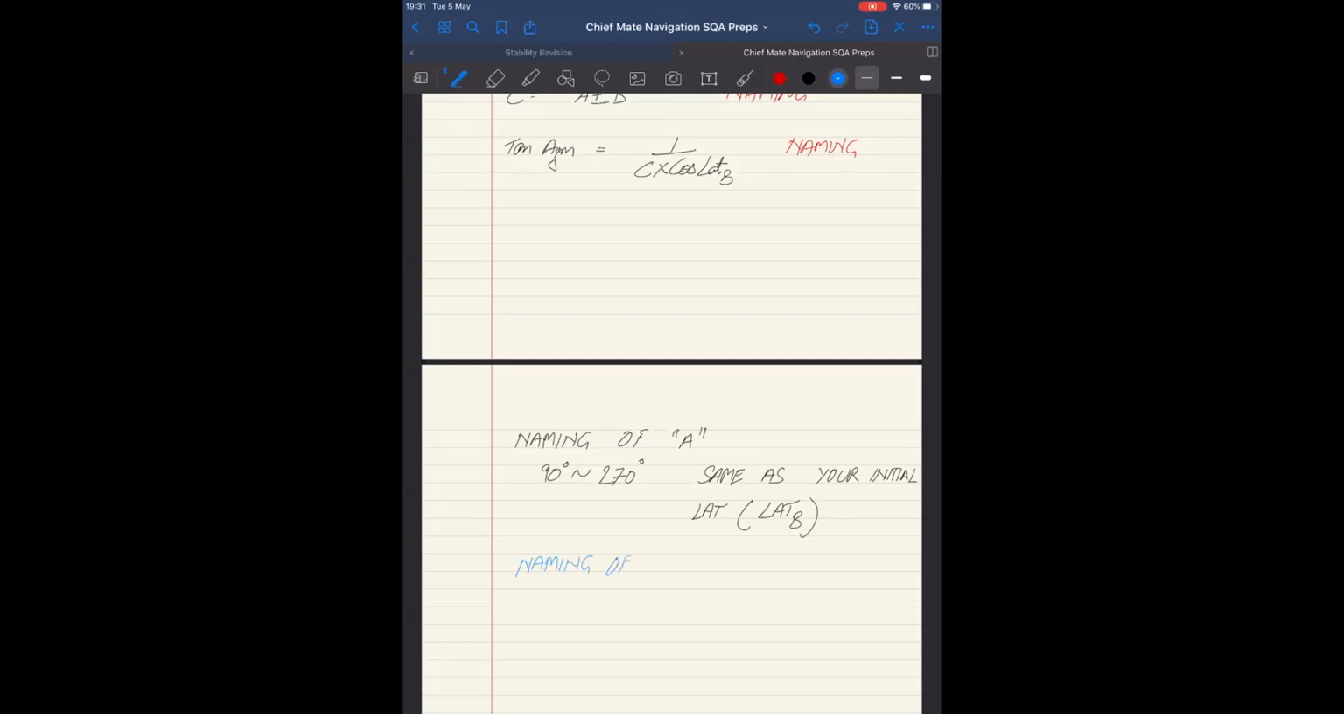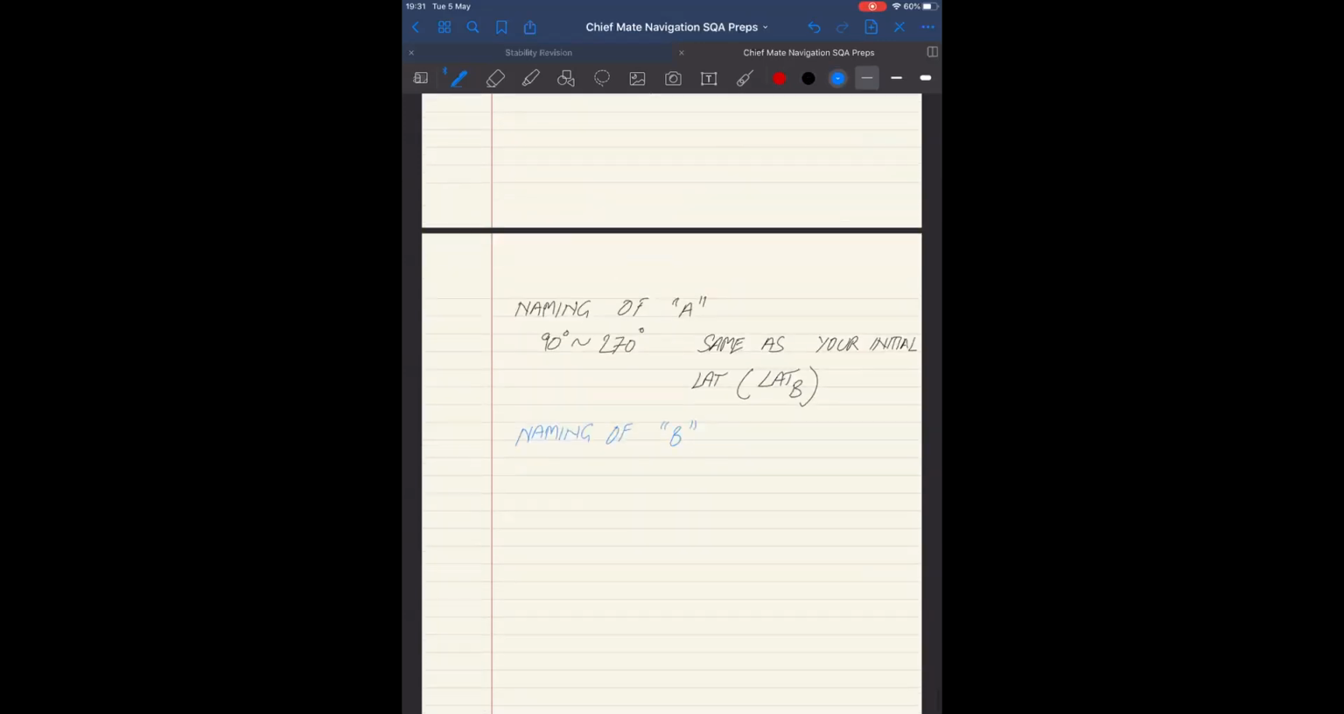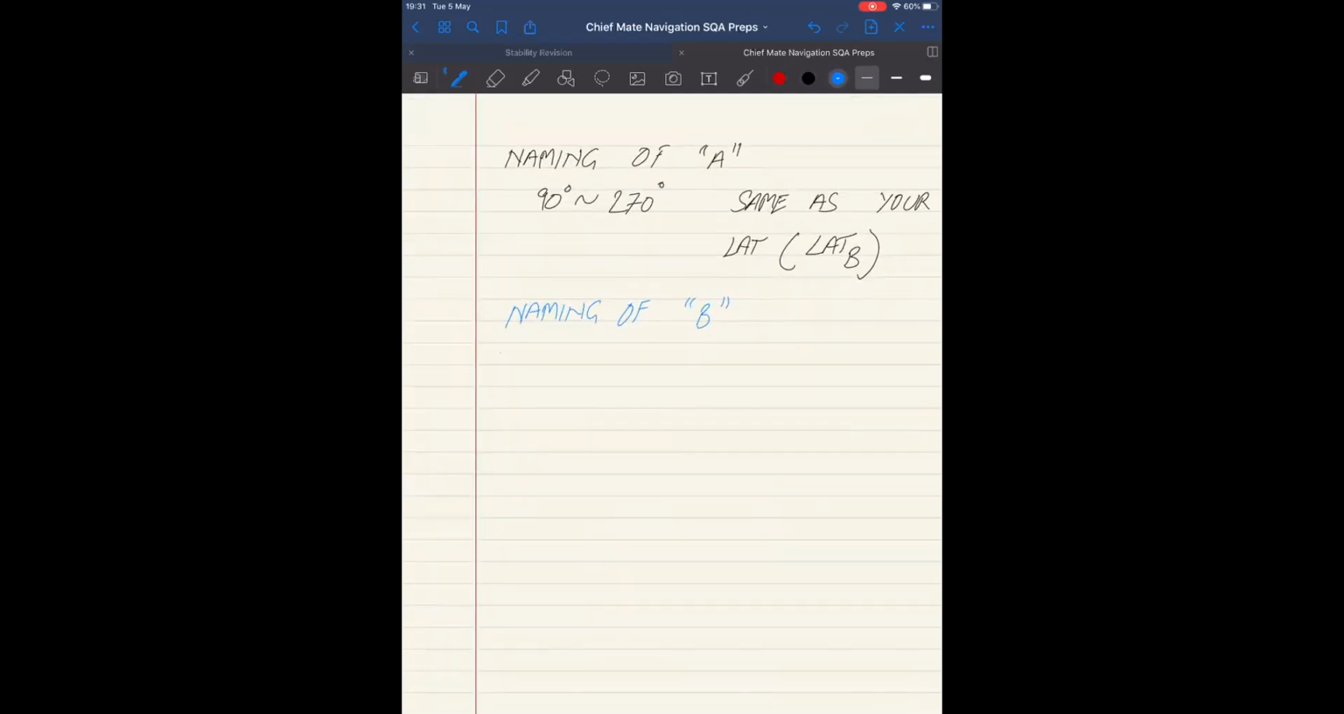Naming of B. So it is always the same as your final lat. In this case, we had considered our final lat as lat A. So whatever is the name of lat A, that will be the naming of B here.